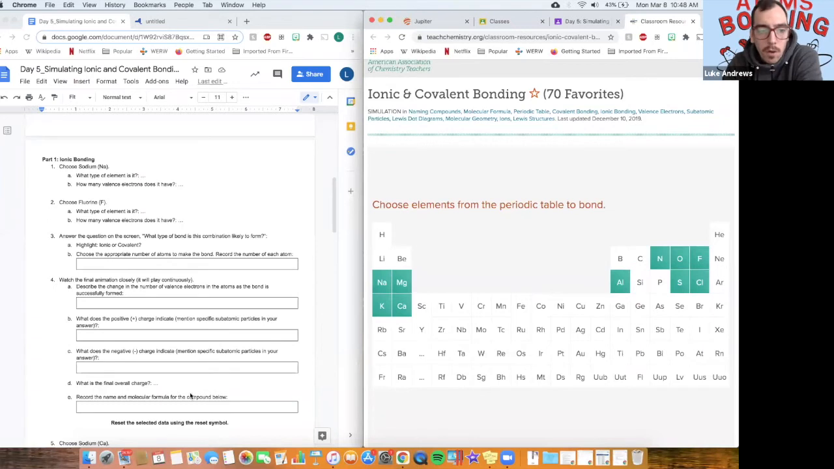I'm going to do part 1, or some of part 1, with you right now, fill it out, and show you how to use the table, how to use the simulation, and how to answer these questions. Then I'm going to let you do the rest on your own. So if you haven't been paying attention to this point, you should really be paying attention now.